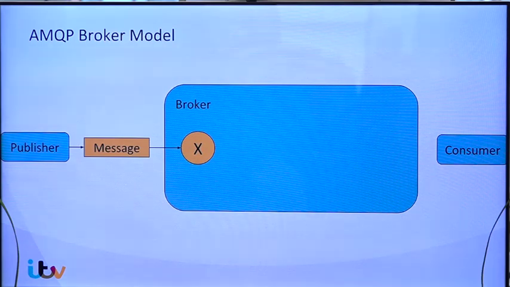You have a consumer, which consumes from a queue. And it's a queue. If messages aren't consumed, they queue up. And we have bindings that connect exchanges and queues and allow messages to flow between them. And it's the bindings that give you the power and flexibility in AMQP.